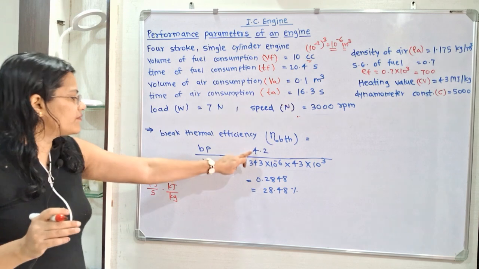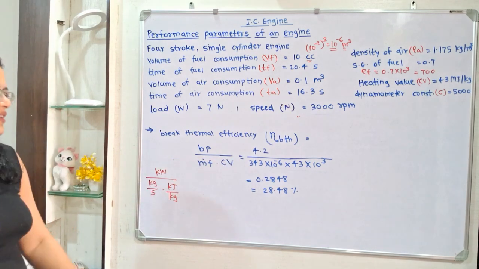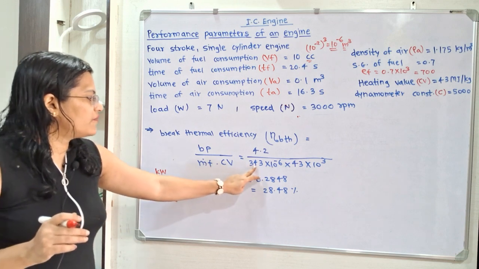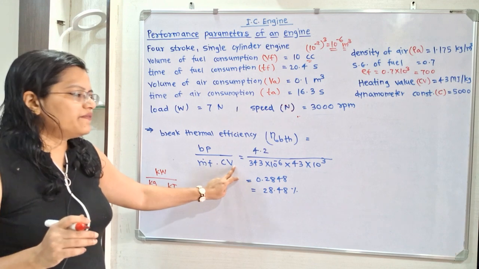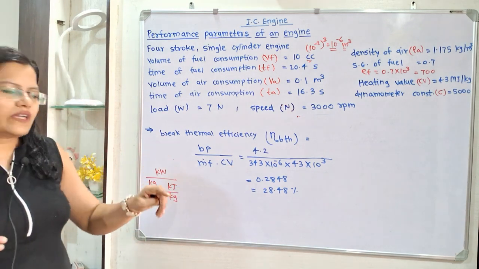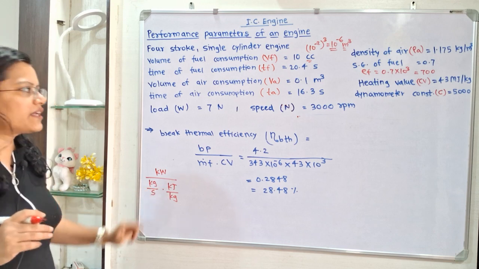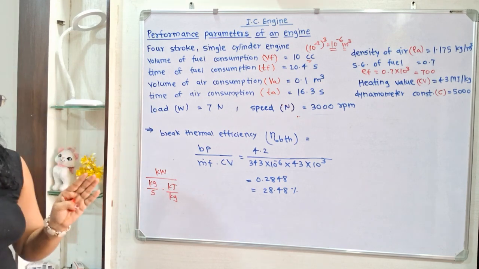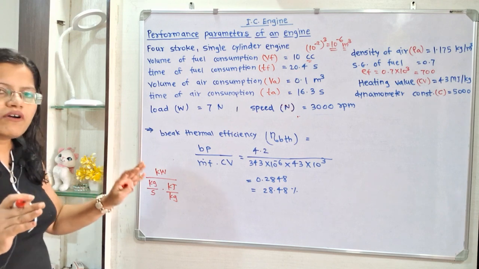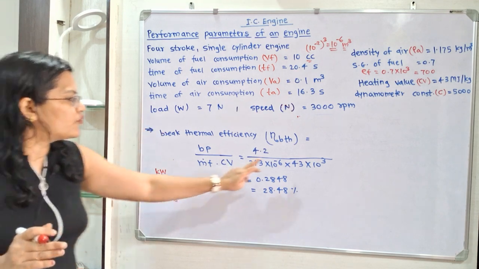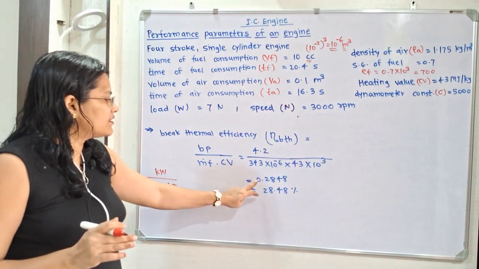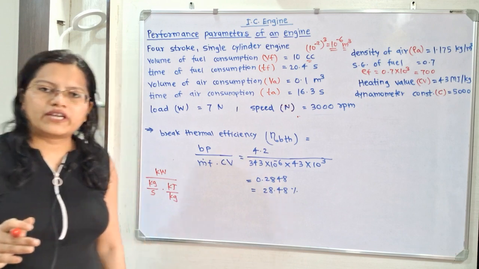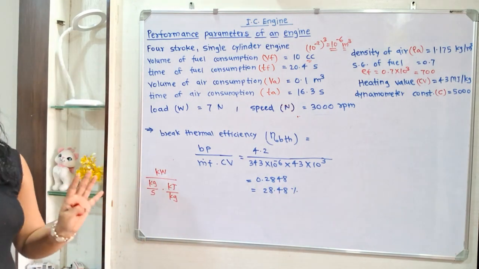So these are the standard units. Now brake power we will take 4.2 kilowatt, mass flow rate of fuel 343 into 10 raised to minus 6 kilogram per second, calorific value 43 into 10 raised to 3 kilojoule per kilogram, because it is given in megajoule. To convert megajoule into kilojoule, we have to multiply with 10 raised to 3. So its answer is 0.2848.